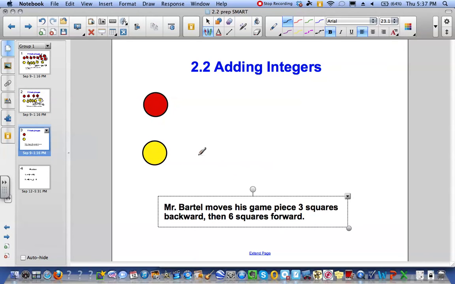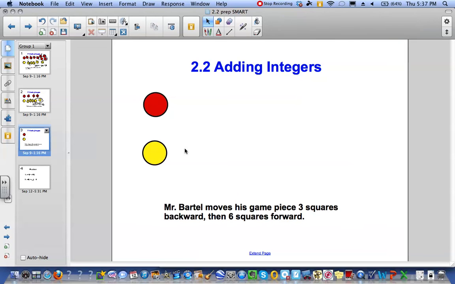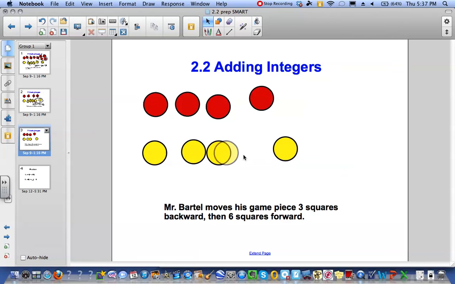And then Mr. Bartell, he's playing a board game with somebody, and he thinks he's pretty good. But the other person gets ahead, so he has to move his piece 3 squares backwards, negative 3. Poor Mr. Bartell. So he's got his negative 3, but then, he's lucky. He rolls a 6. He gets to move it 6 squares forward. So lucky for him, he's finally getting some ground made up there. So there are the 6. 1, 2, 3, 4, 5, 6.